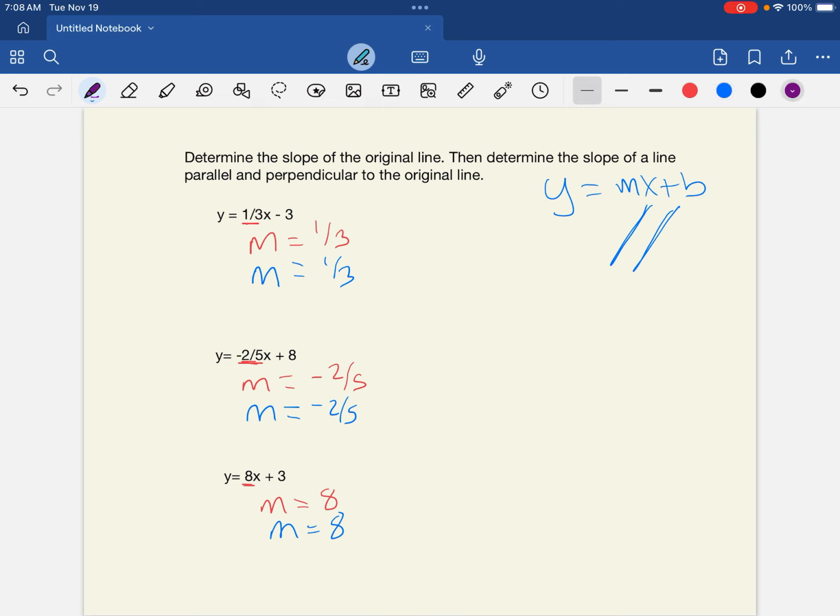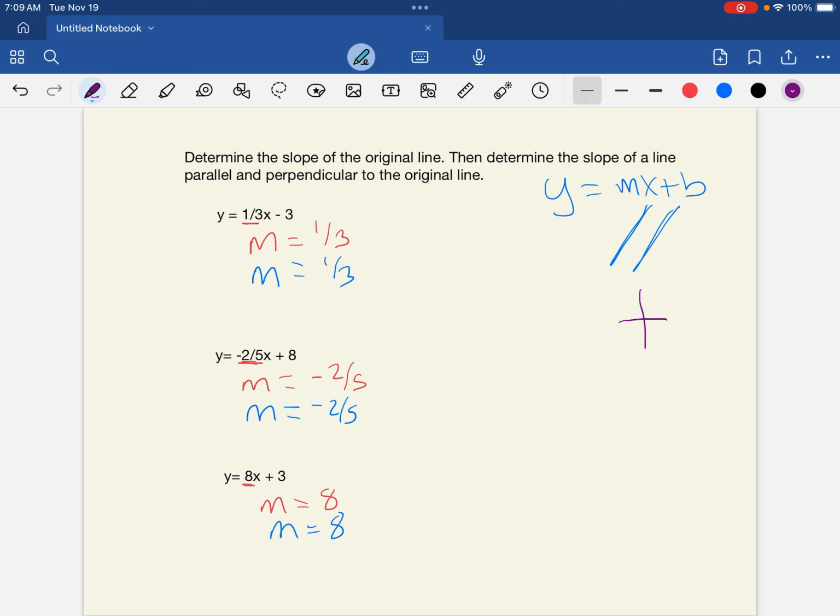Now, the more interesting one is perpendicular. Perpendicular lines are lines that cross at a 90-degree intersection. The slope of a perpendicular line is the opposite reciprocal. What that means is, opposite means we flip the sign. If it was positive, now it's negative. If it was negative, now it's positive. And then the reciprocal is the fraction being flipped. As we go through these, you're going to see what I mean.